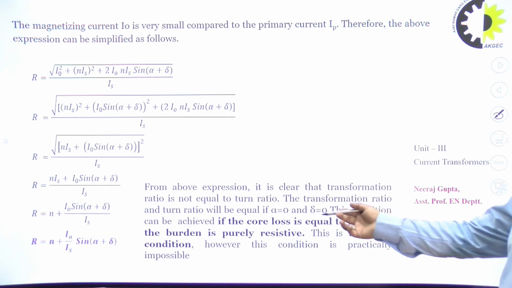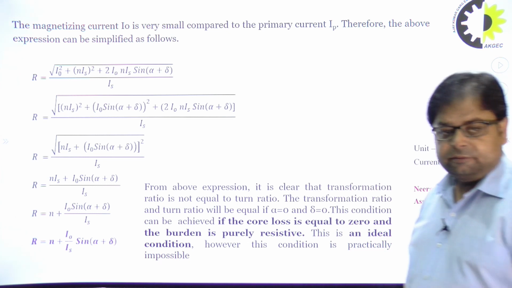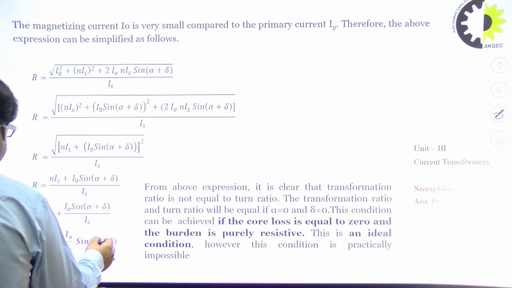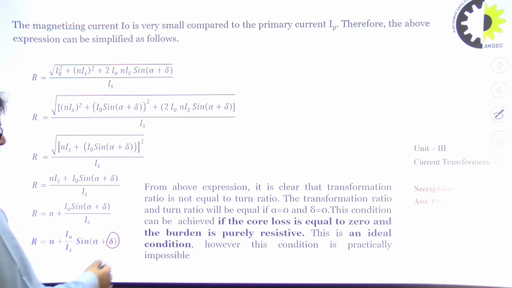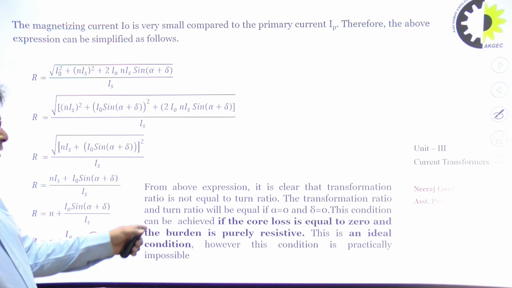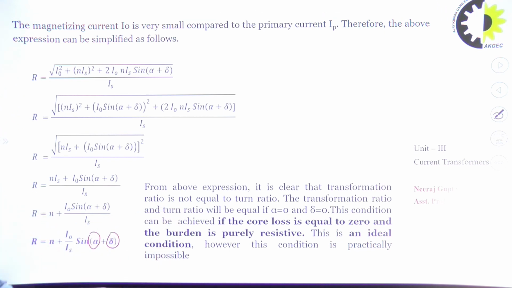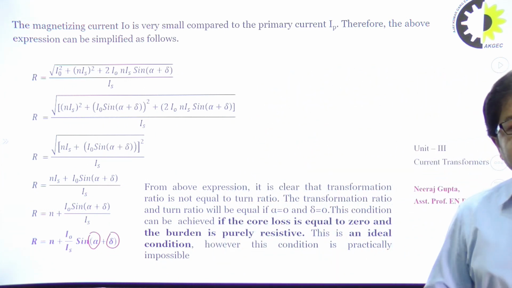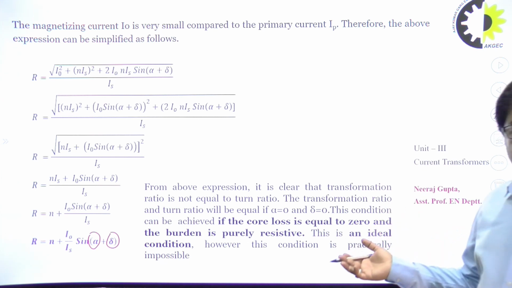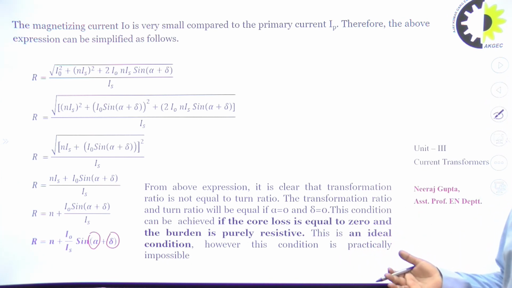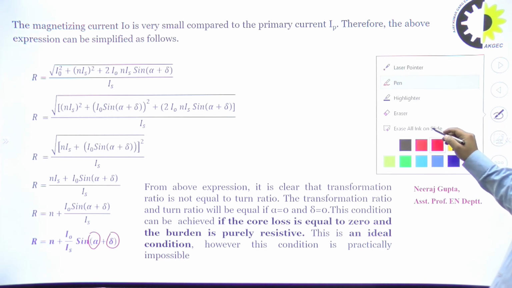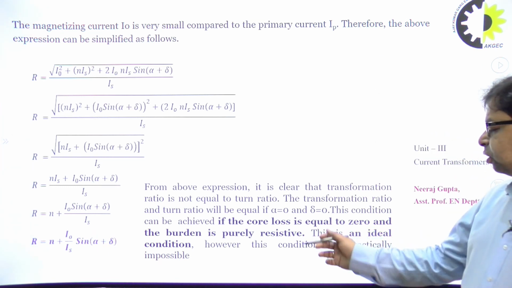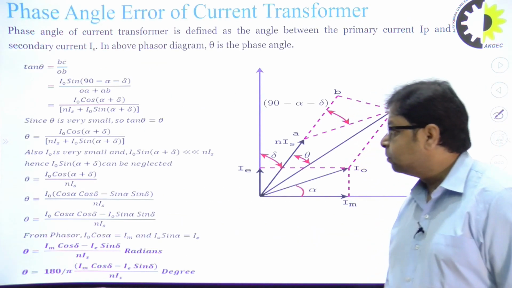The transformation ratio and turn ratio will be equal only and only when the delta term and alpha term both become 0. This condition can be achieved only if the core loss component is equal to 0 and the burden is completely resistive. That is, if the load that we have connected on the secondary side is purely resistive, then R could be equal to the turn ratio, otherwise it will not happen. This is an ideal condition, however, it is practically impossible to achieve.